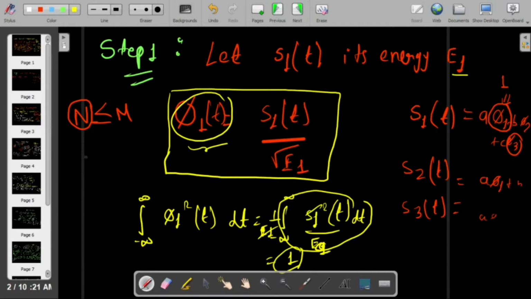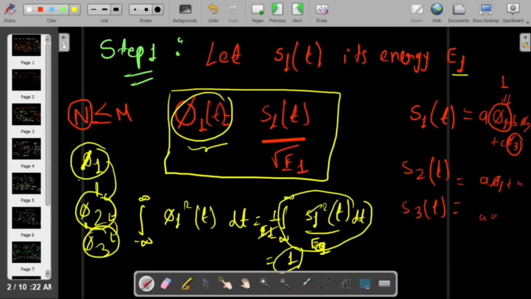Now, basis function means that when we find phi 2 and phi 3 and so on, they should all be orthonormal. Orthonormal means that they should be orthogonal to each other mutually, as well as all having unit energy. So this is our aim in each and every step.